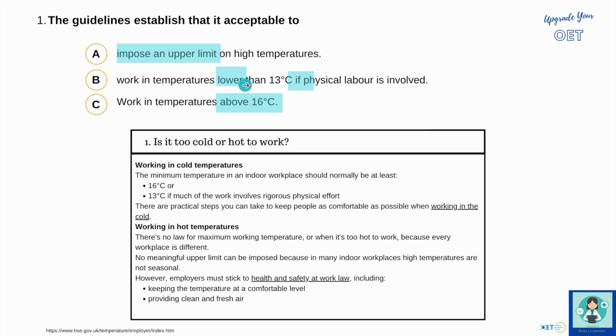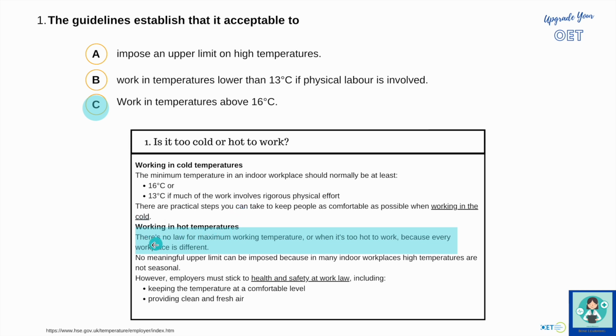So working temperatures lower than 13 degrees if physical labour is involved, or working temperatures above 16. So we have impose an upper limit, or working temperatures above 16, or it's possible to work in temperatures lower than 13. So let's have a look, scan for these temperatures, and you'll find that they're down here. But does this help us? The minimum temperature in an indoor workplace should normally be at least 16. At least 16, okay. 13 if much of the work involves rigorous labour. So working temperatures lower than 13, no, it should be 13 as a minimum.